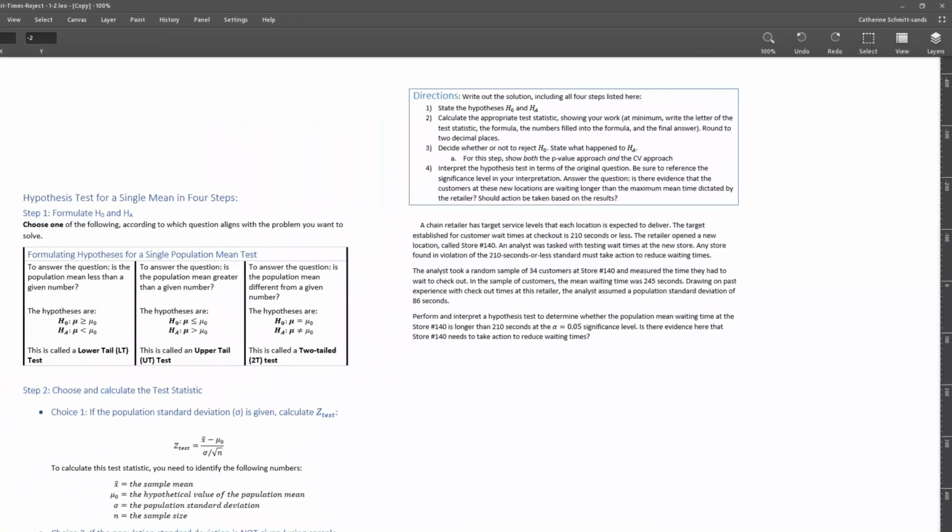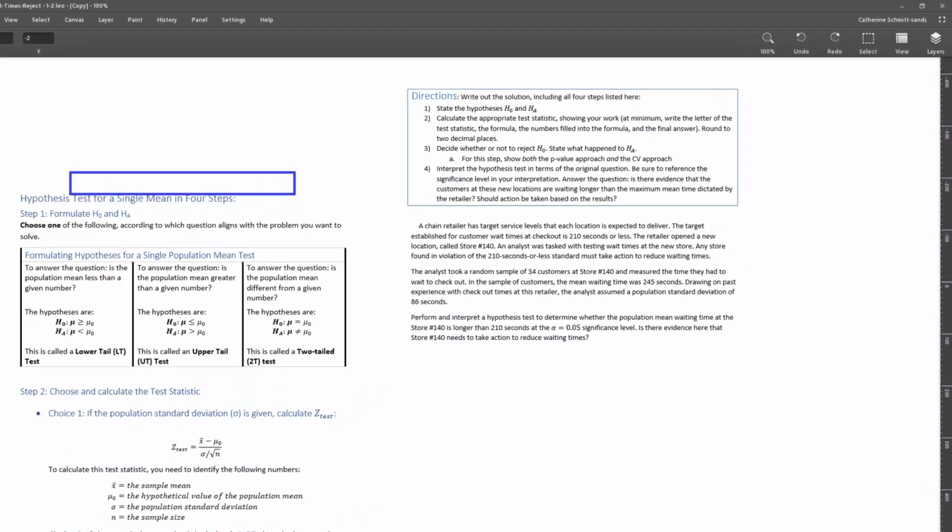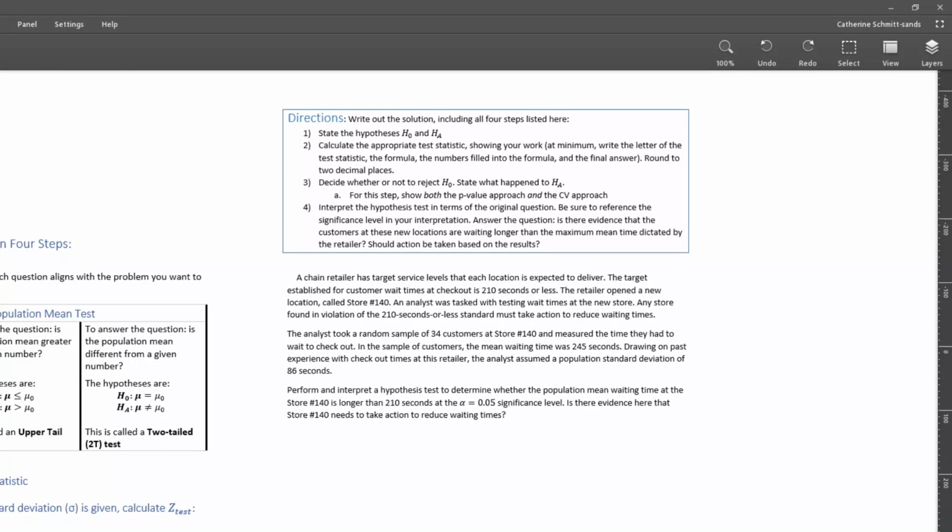So these 4 steps in the directions align with the 4 steps of hypothesis tests as we are learning them in class. So let's see what this one is about. A chain retailer has target service levels that each location is expected to deliver. The target established for customer wait times at checkout is 210 seconds or less.